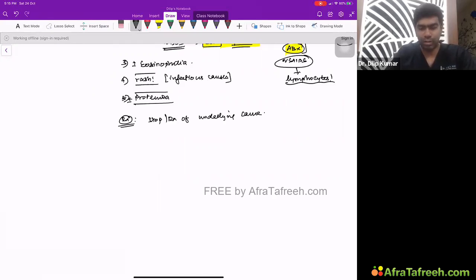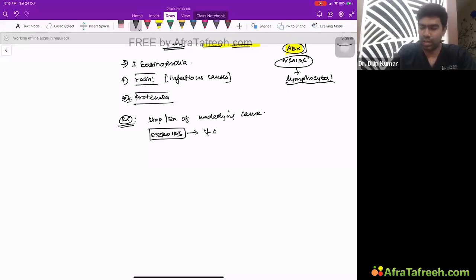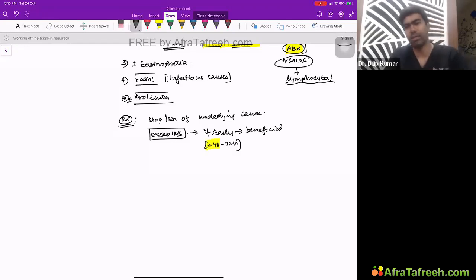And the second, steroids. So what is the role of steroids? Steroids can be given, since drugs are very common causes, if the disease is early. Early steroids are beneficial. Early means you should have a time cutoff, maybe within 48 to 72 hours, but I usually give a cutoff of 48 hours. Beyond that, usually it will not be effective. So within 48 to 72 hours, if you give steroids, it might be beneficial. That's all.